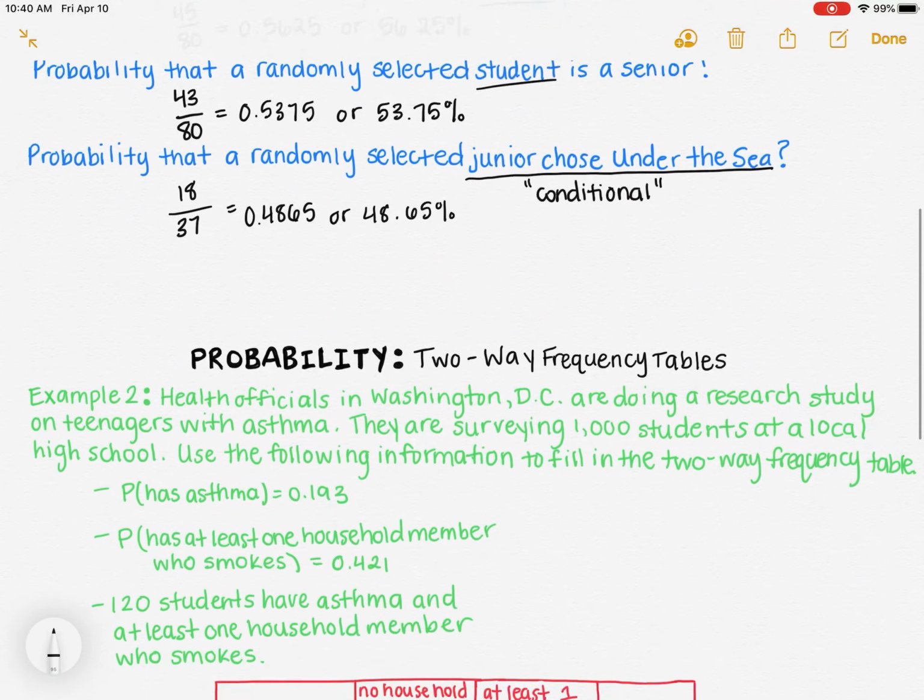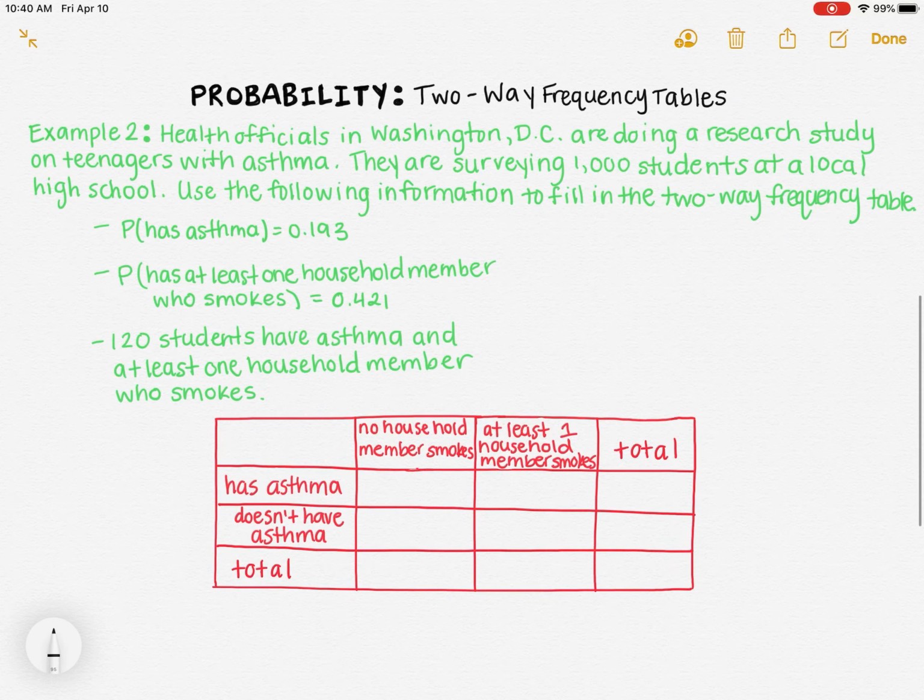All right, I'm going to do one more example. In example 2, health officials in Washington, D.C. are doing a research study on teenagers with asthma. They are surveying 1,000 students at a local high school. Use the following information to fill in the two-way frequency table. All right, before I even go into this information I've been given, I noticed that they gave me a really important piece of information in the problem, which is that there's 1,000 students total. That's my grand total of students, so that's going to go in the bottom right box.